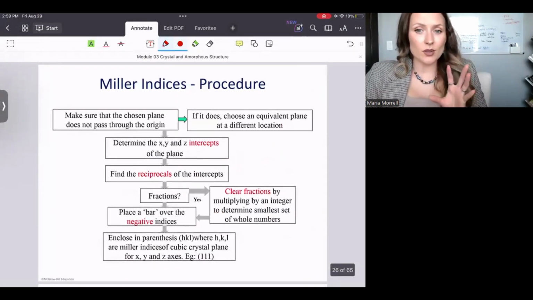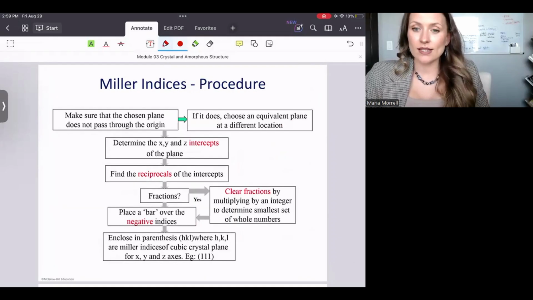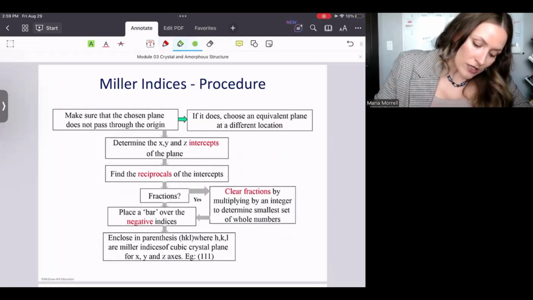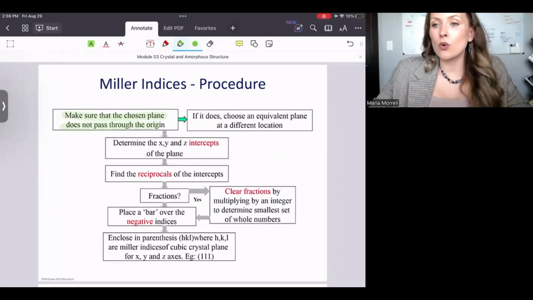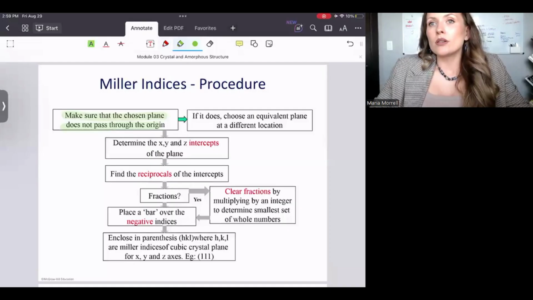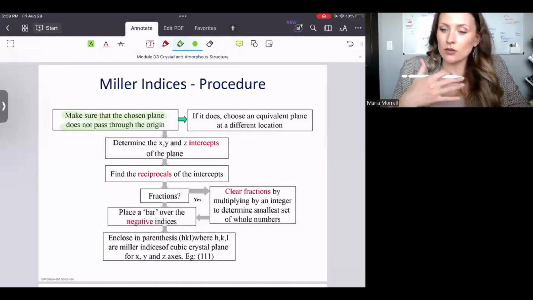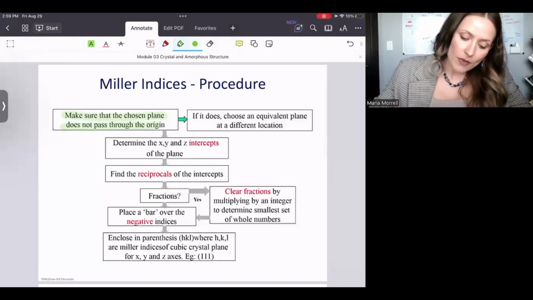Now, just to summarize the procedure, I just described it with an example, but let's look at it one more time. First thing you need to do is make sure that the plane doesn't pass through the origin. If your plane passes through the origin, then you won't be able to find the intercepts. So you always need to make sure that the plane doesn't go through the origin.